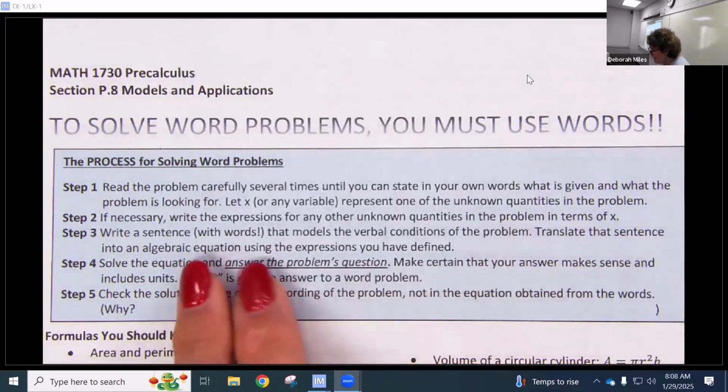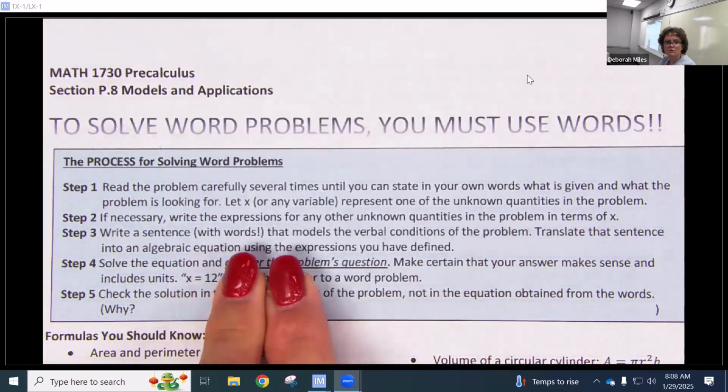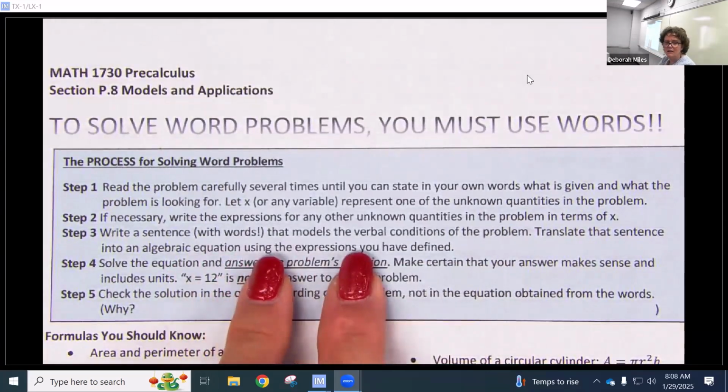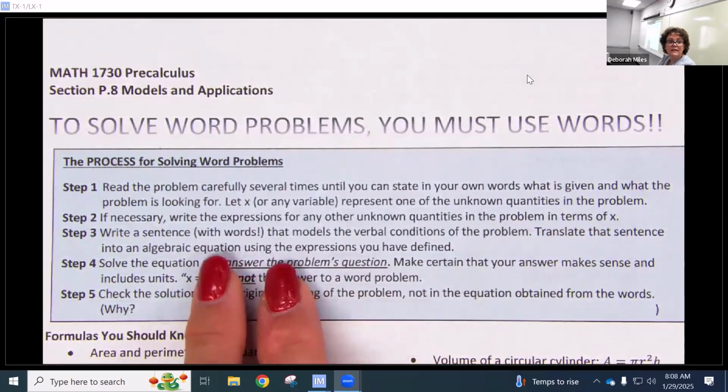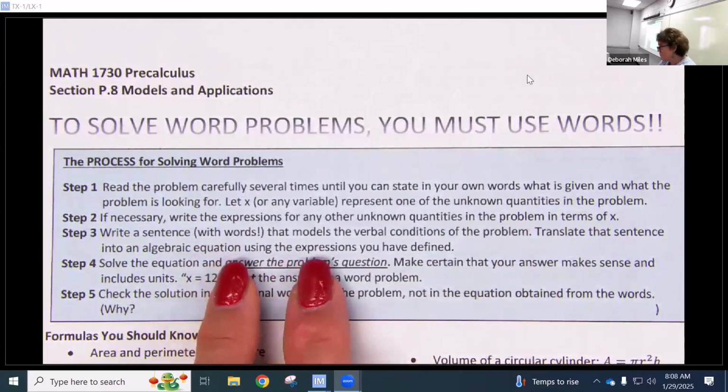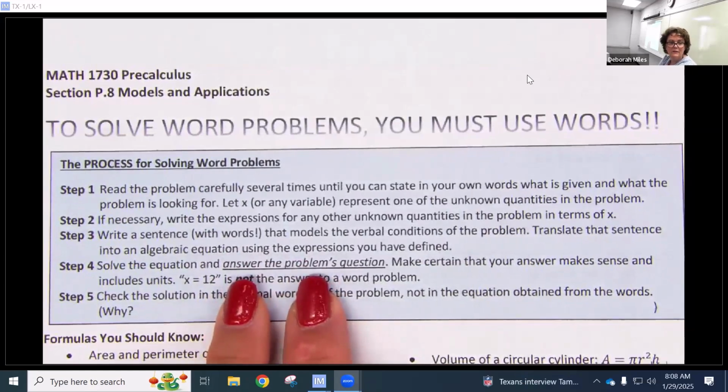Step 3, translate that sentence into an algebraic equation using the expressions you've defined. Making the sentence is the hard part. Once you have the sentence, the equation is going to be easier. Step 4, solve the equation and answer the problem's question.